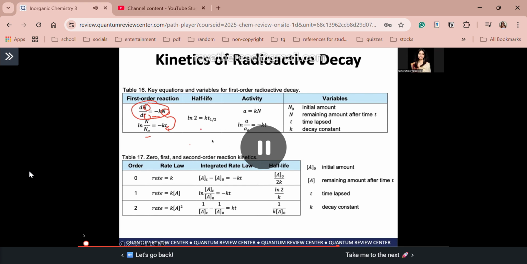Now here, guys, this calculation is for a first order reaction, where Ln2 is equal to KT1/2. Very easy lang. And lastly, we can also find the activity. So the activity is the rate at which the substance decays.